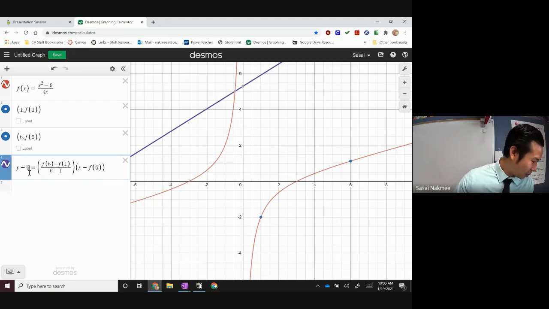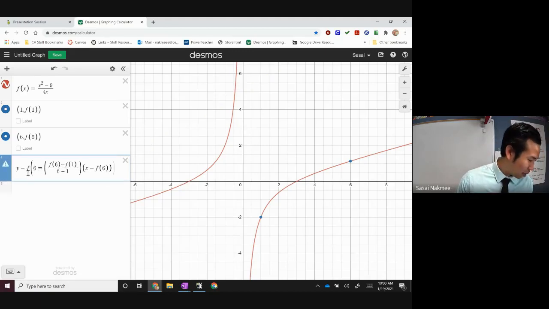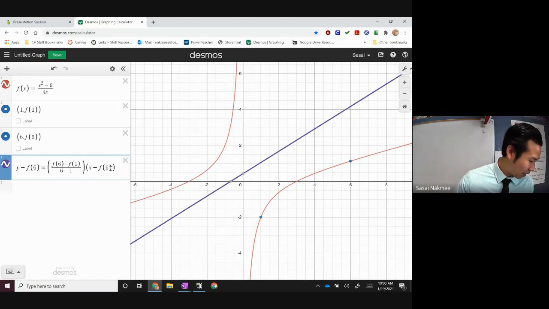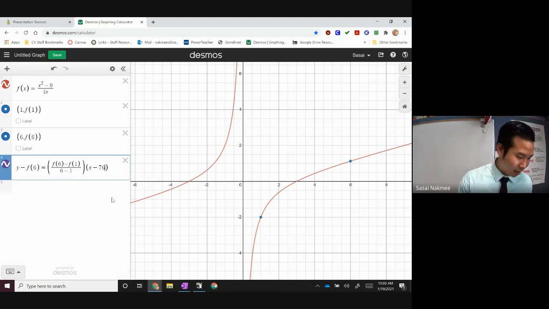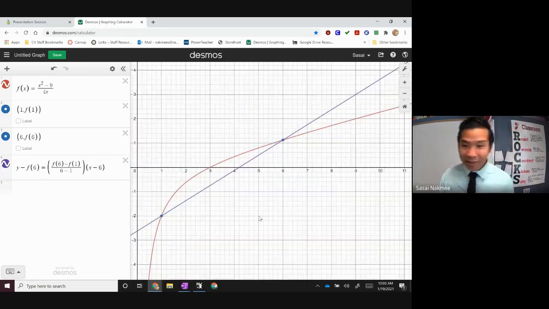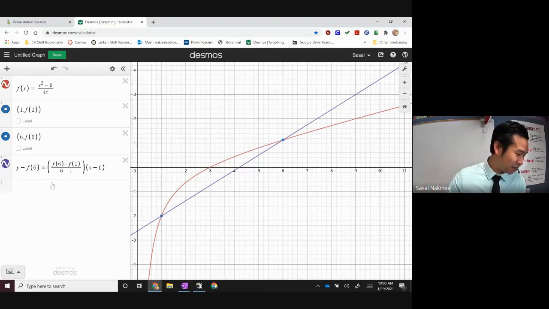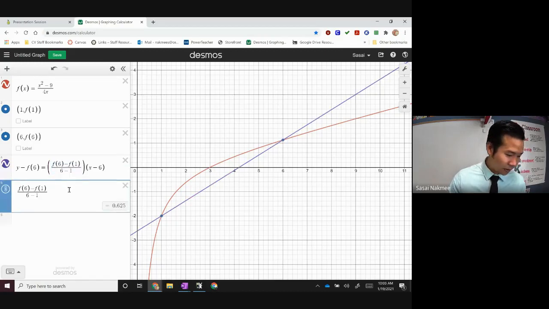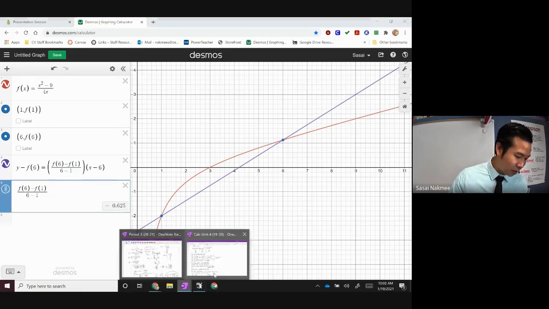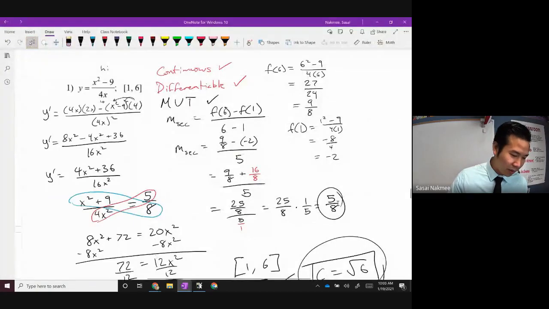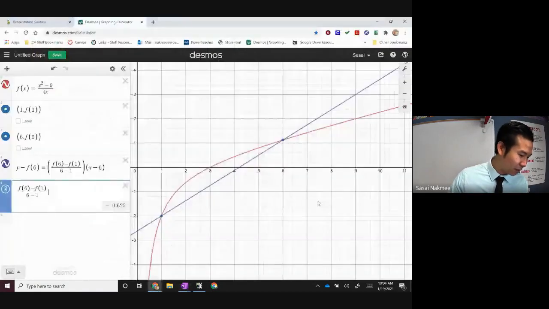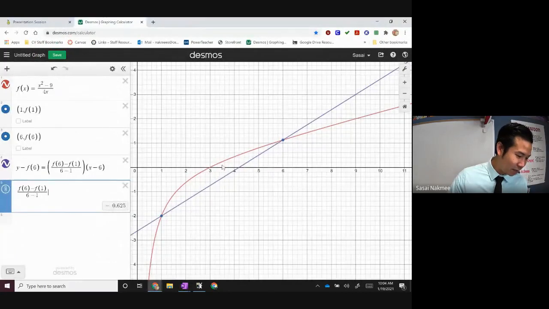Oh, whoops, I'm an idiot. The y value's over here, the x value's over here. There we go. All right, so there's the secant line. And of course, the slope of that secant line is equal to 0.625, which in other words is equal to what we found it to be, which is 5/8. So 5/8 is that value right there.